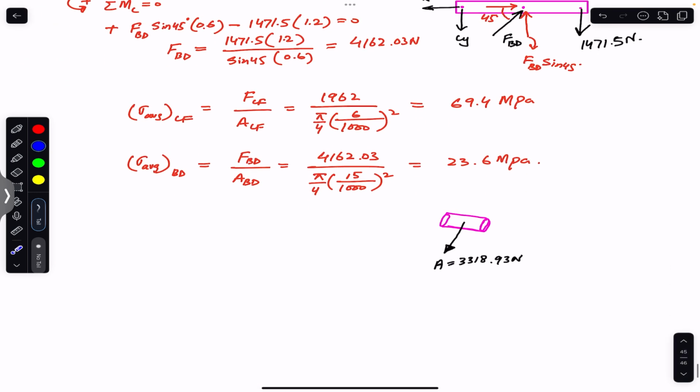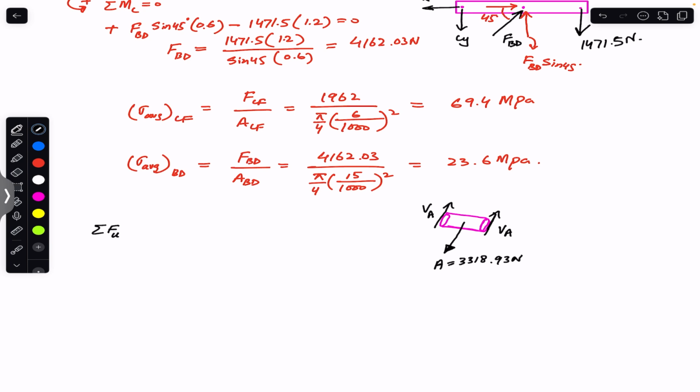So we will have double shear forces on two of the cross sections. We will have VA here and VA here, so this will be VA, and we will have VA here as well. Now if we apply the sum of the forces on the pin at A along the unit vector A, this must be equal to 0.